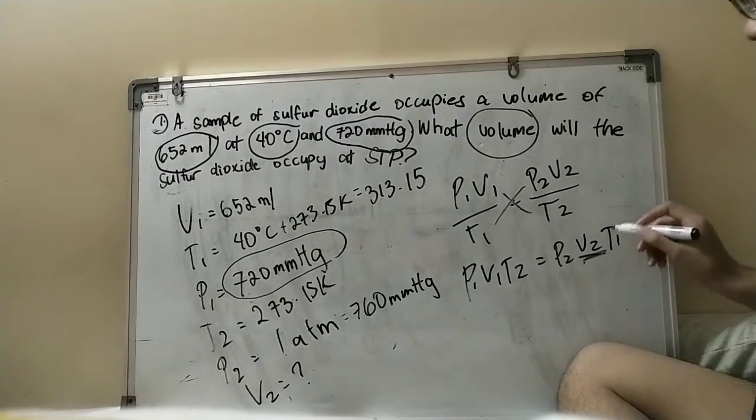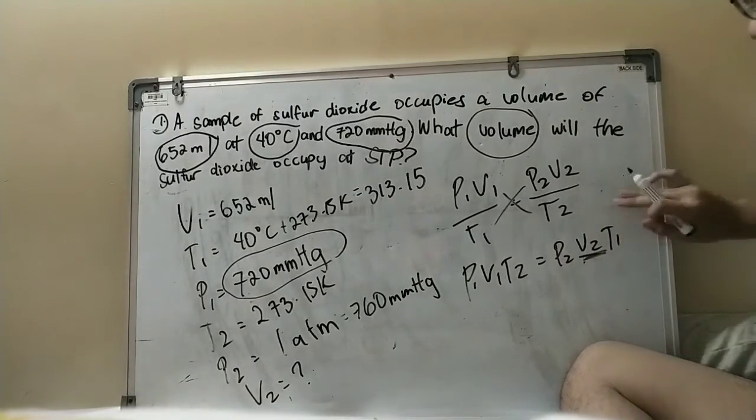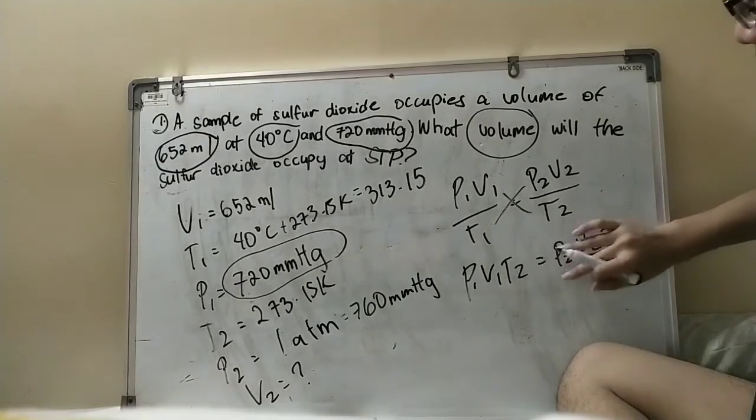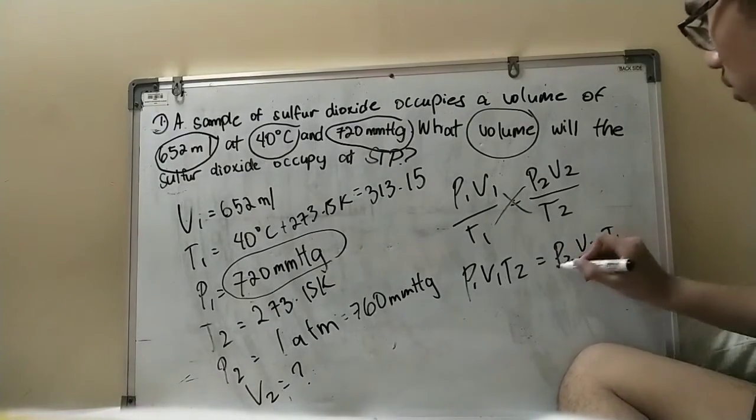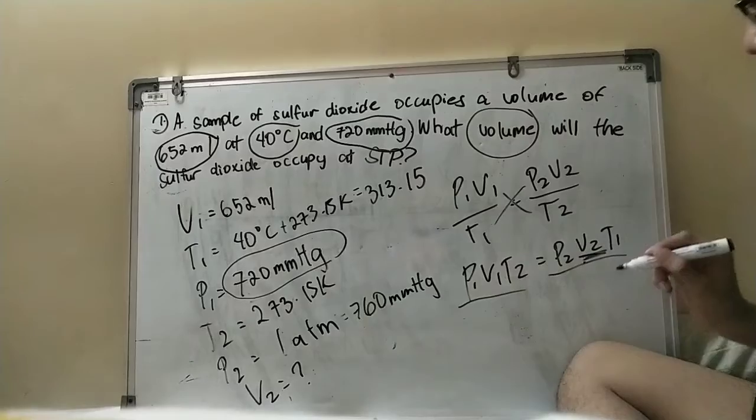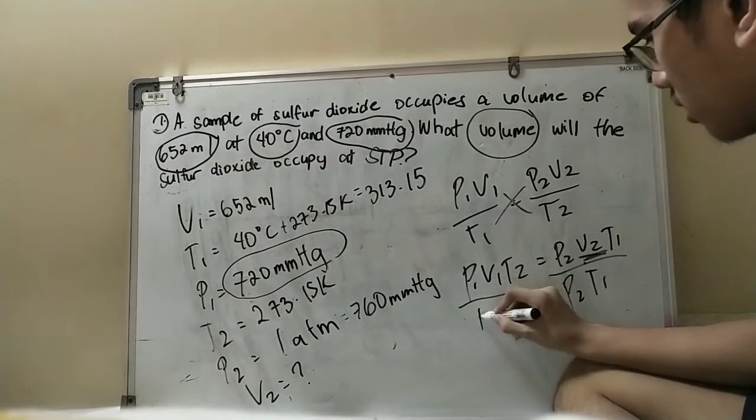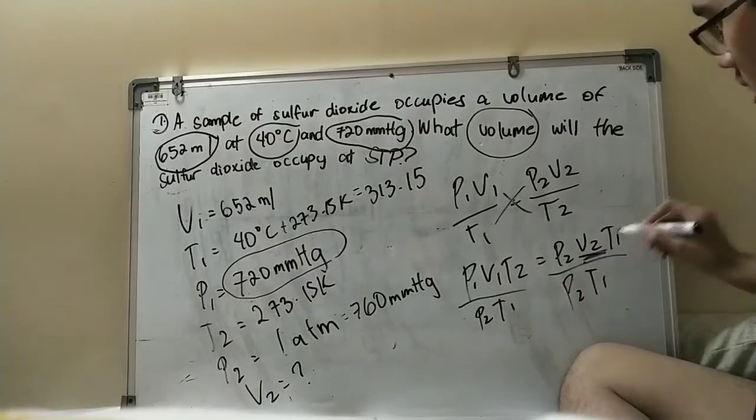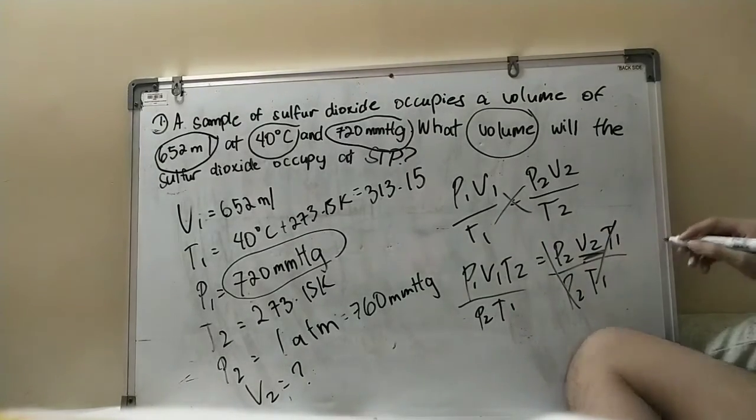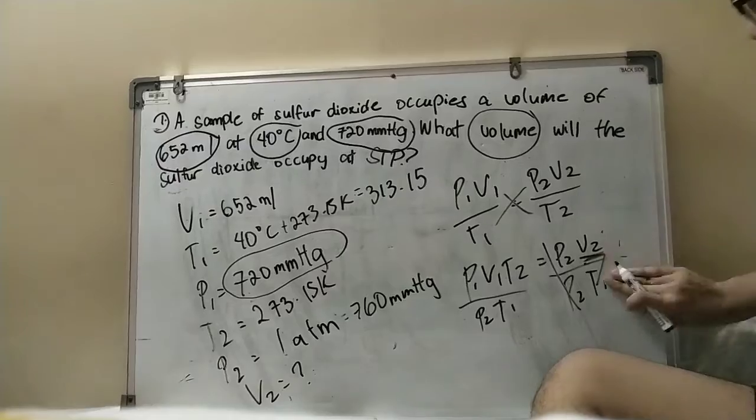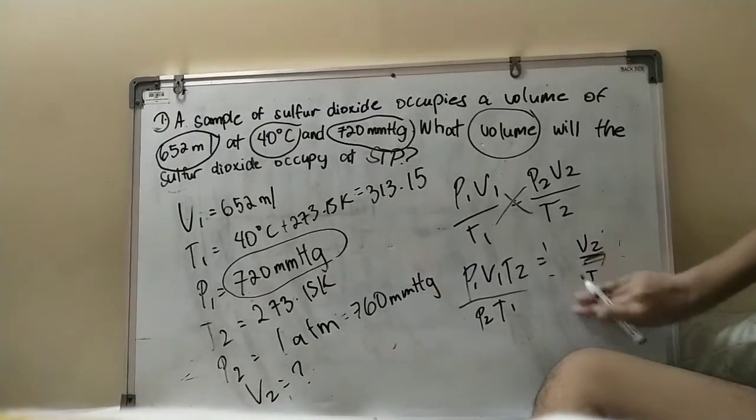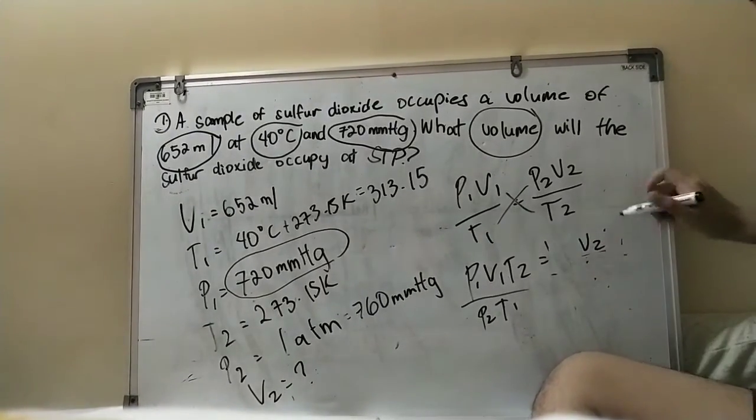So, we need to erase these two values here in order to get only volume 2. So, divide both sides by P2T1. You can now see that this can be cancelled. So this is our equation in finding the volume 2.